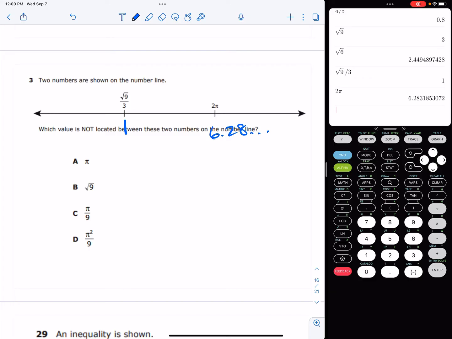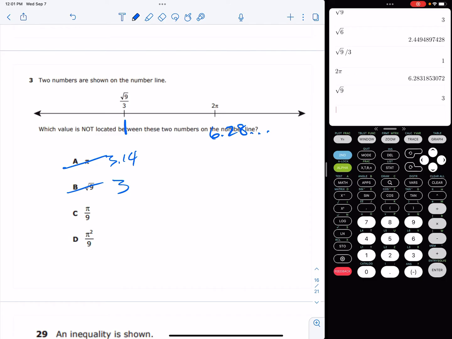Well, we know pi is 3.14 because that's what we know. So we know that one's going to be in between, so that one's good. So it's not the right answer. Well, square root of 9, if you didn't already know it, you could type it in, and you find out that it's equal to 3. Well, it's between 1 and 6 as well, so we know that one's out.